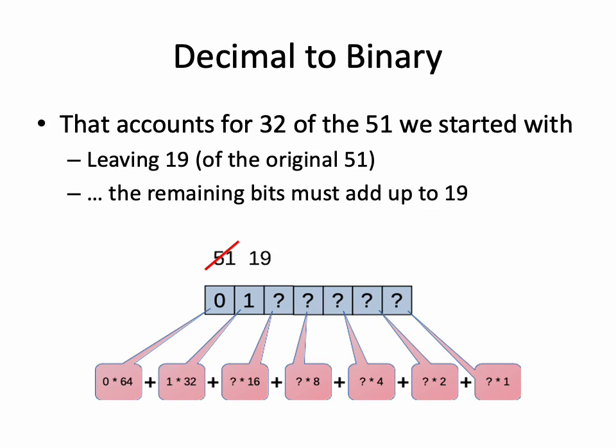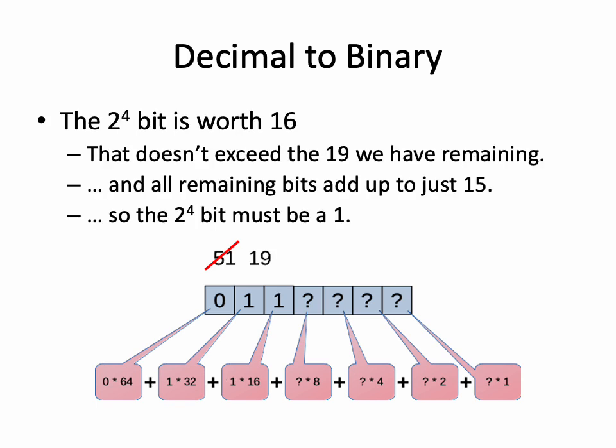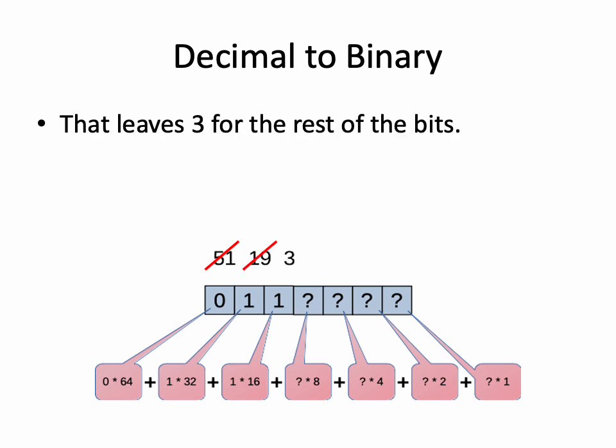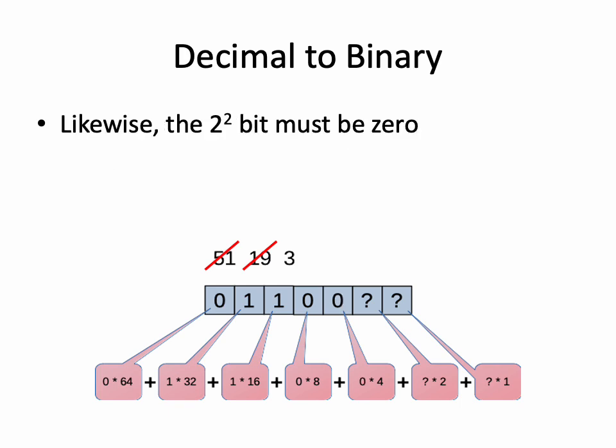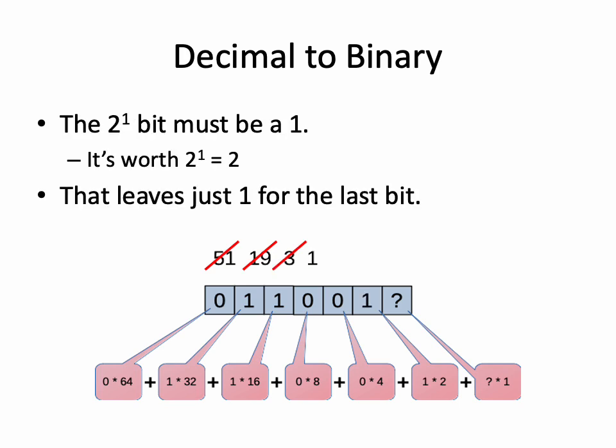So the next spot over we have is 16, and that doesn't exceed the 19, so we're good. So I can put a 1 in that 16 spot. That leaves me with 3. Now, if I put a 1 in the 2 to the 3rd spot, that would be 8, which is too big, so I've got to stick a 0 in there. And similarly, 2 squared, which is 4, is bigger than 3, so I've got to stick a 0 in there.